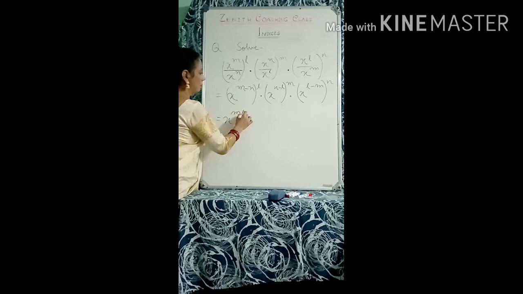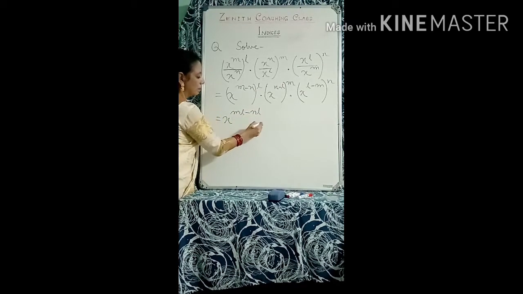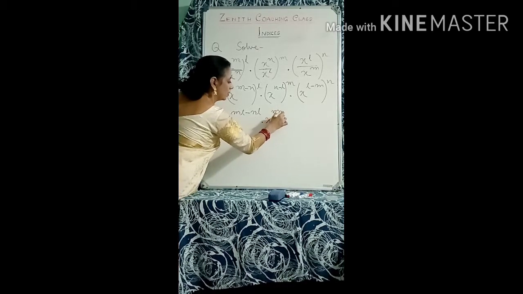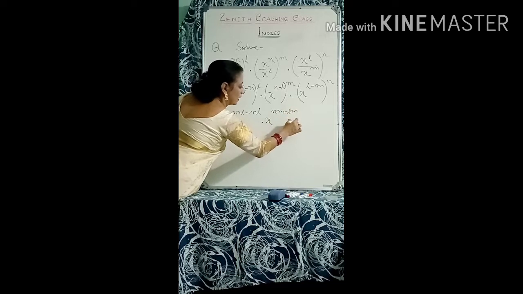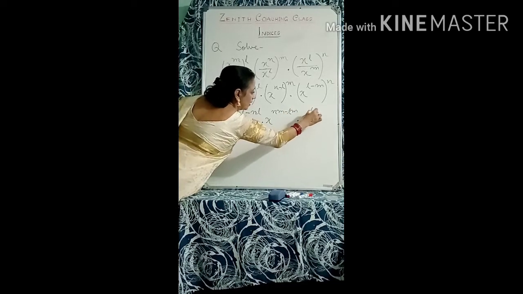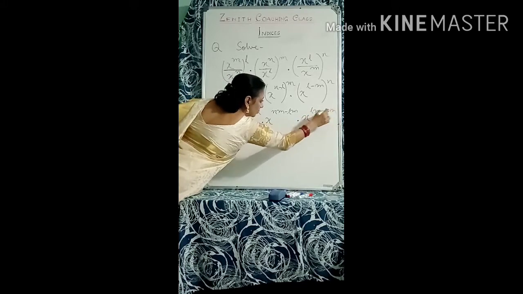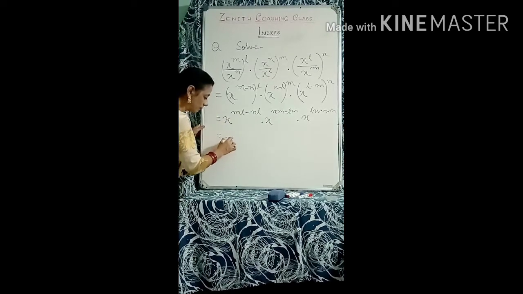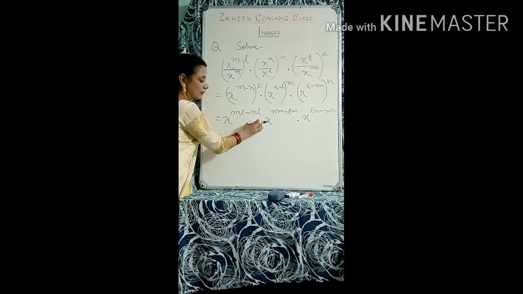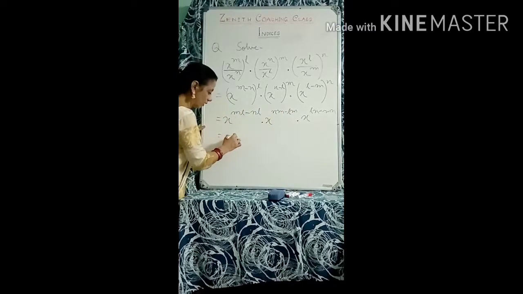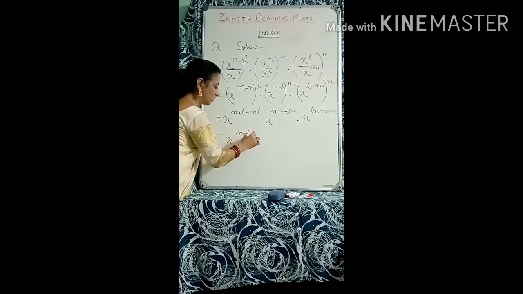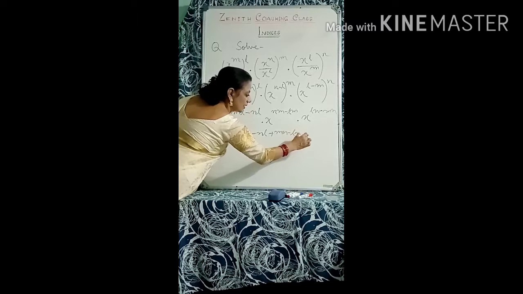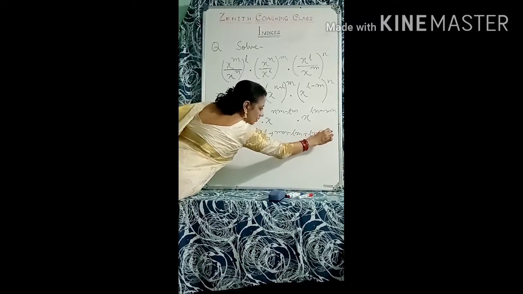ml minus nl multiplied by base is x to the power nm minus lm multiplied by x to the power ln minus mn. So here the base is same, x, so you have to write the base x once. Now this is a multiplication, so summation of indices. So ml minus nl plus mn minus lm plus ln minus mn.